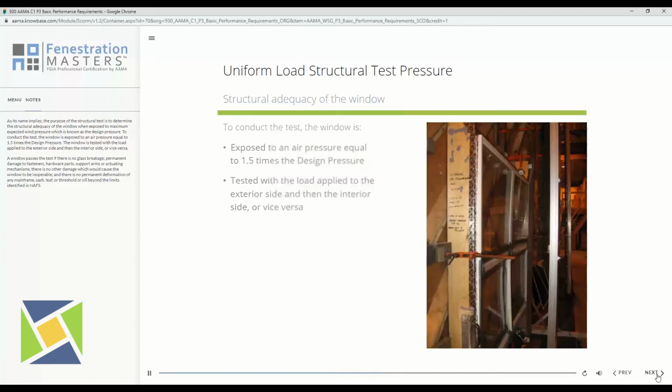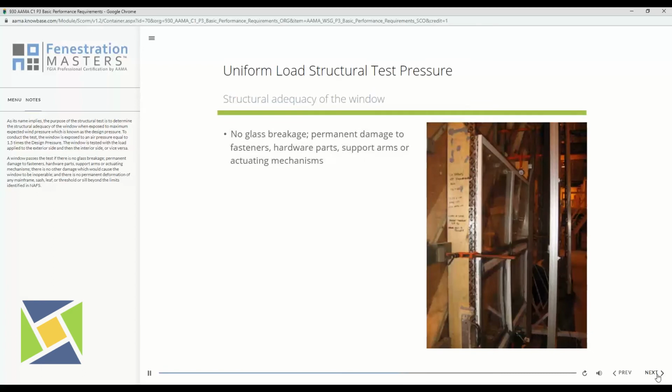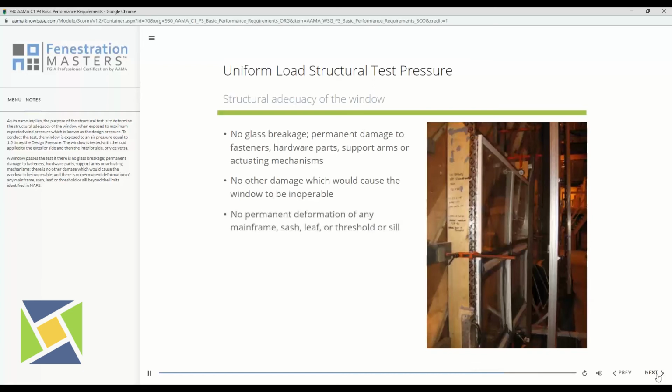A window passes the test if there is no glass breakage or permanent damage to fasteners, hardware parts, support arms, or actuating mechanisms. There is no other damage which would cause the window to be inoperable, and there is no permanent deformation of any mainframe, sash, leaf, or threshold, or sill beyond the limits identified in NAFS.